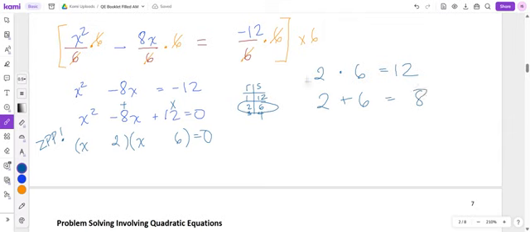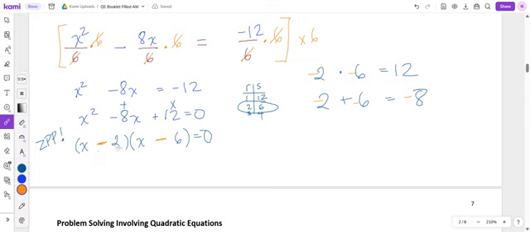What's another way of multiplying two numbers and getting a positive answer? Two negatives. Great. So what if I did negative 2 times negative 6? Does it equal positive 12? What if I add negative 2 plus negative 6? It equals negative 8. So in that case, we've got negative 2, negative 6. So we have factored, and now we are in a position where we can use the zero product property.